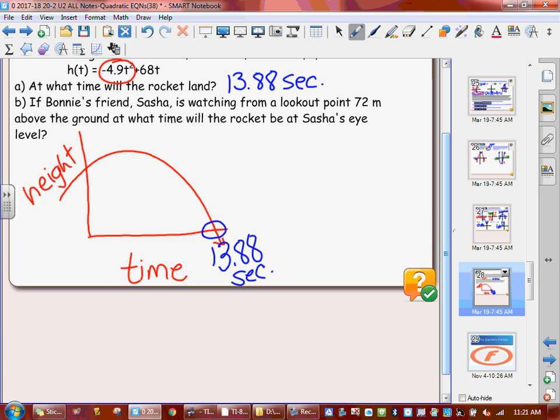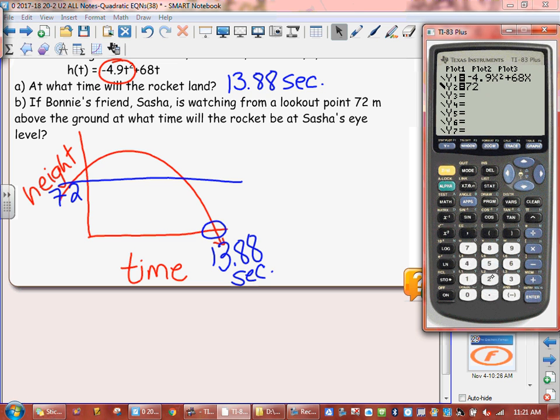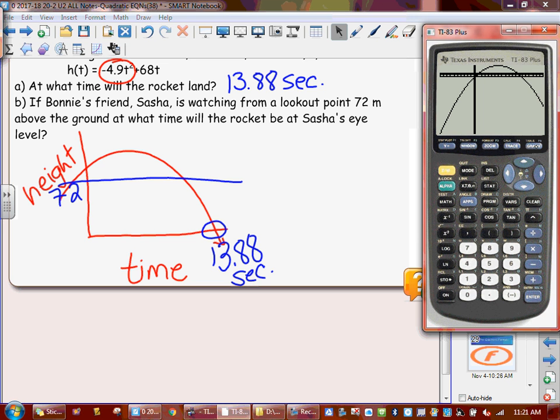Then it says, Bonnie's friend Sasha is watching from a lookout point, 72 meters above the ground. So what we do is we go into our y equals and put a 72 in there. So now I'm going to go back to my graph, and we got to go to our y, and where the 0 is, we're going to put 72. Now, that's way up tall. We need to be able to see all of that, right? So let's hit graph and see if we can see the 72. We see a line going through there? Yeah, we do. Now it says, if Bonnie's friend is watching from there, when will the rocket be at her eyesight?